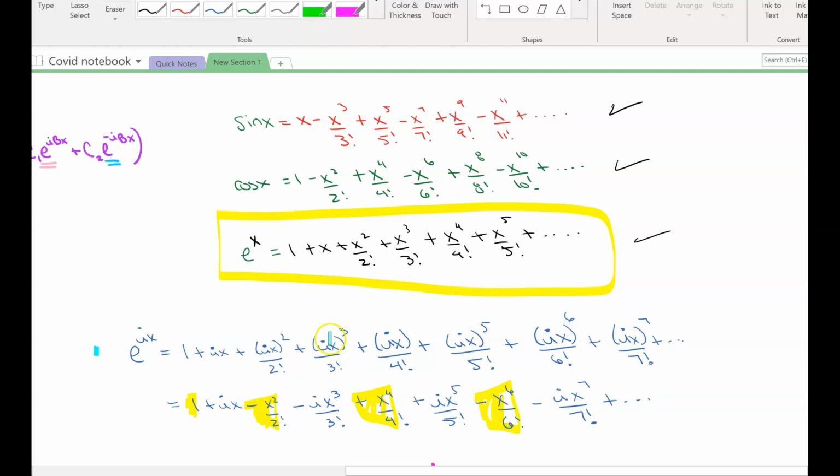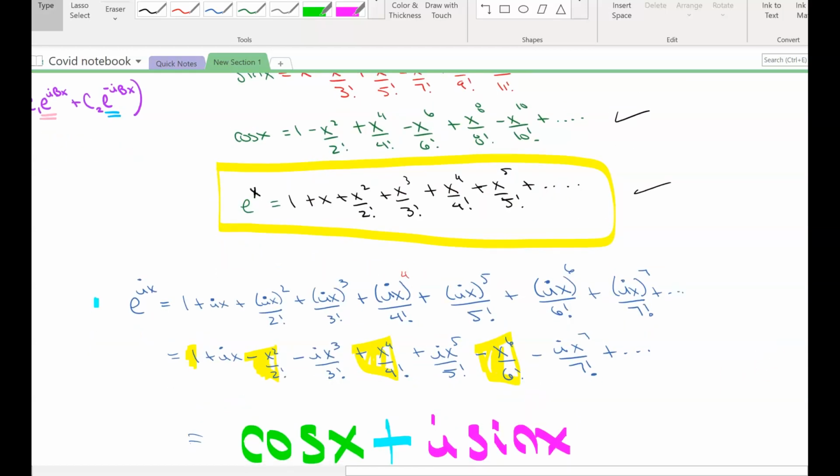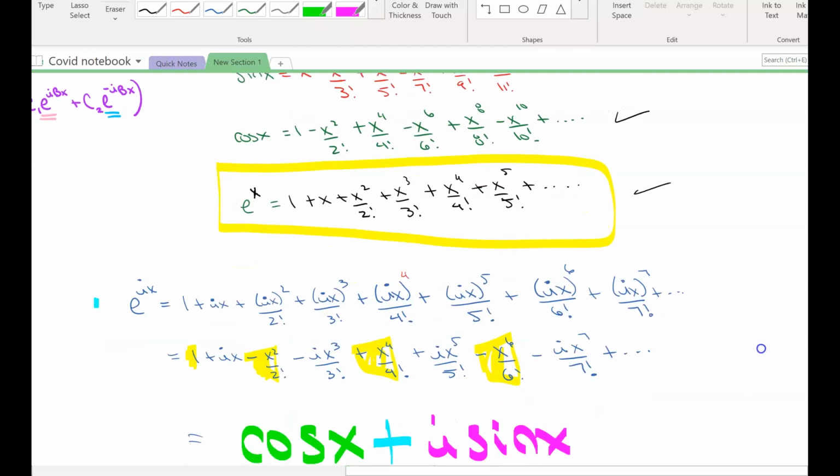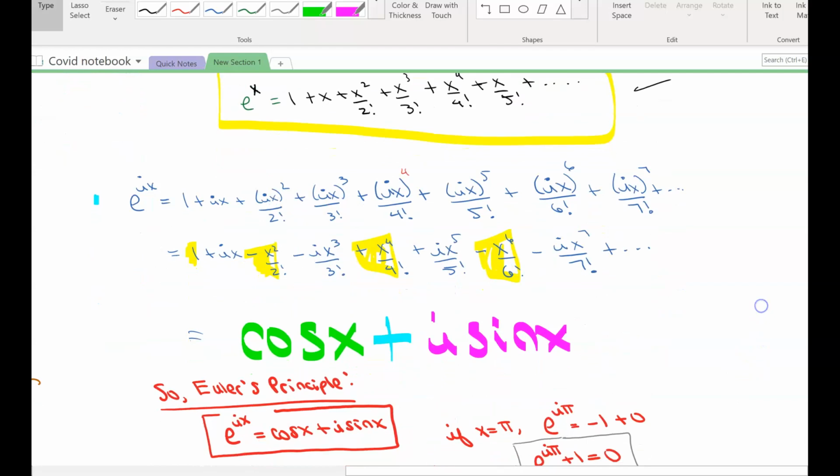i cubed becomes negative i, right? Did I lose a power of 4 here? I think I did. Yeah, I did. There's a power of 4 right here, right? i to the 4th equals 1. So that's this term here, okay? But then what I want you to look at is when you do e to the ix, oops, that was a surprise. The highlighted terms is nothing other than cosine x. And the non-highlighted terms is none other than i times sine of x. And therein lies Euler's principle, right here in this red box.